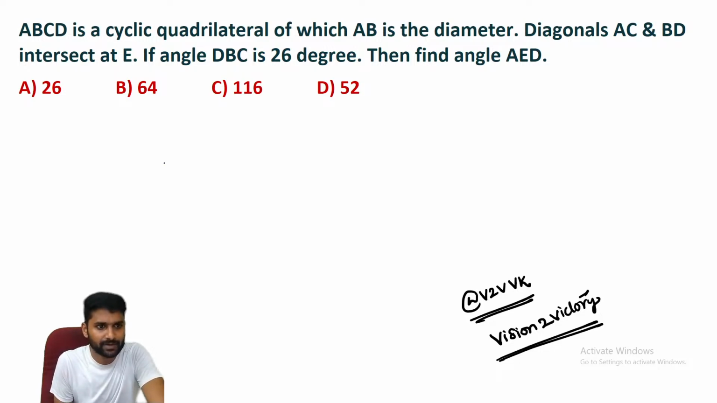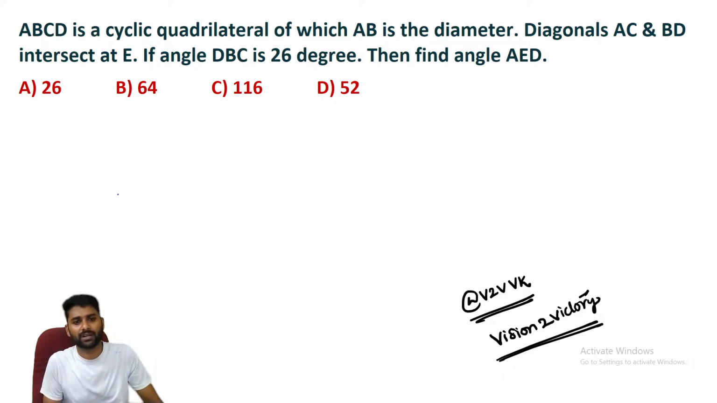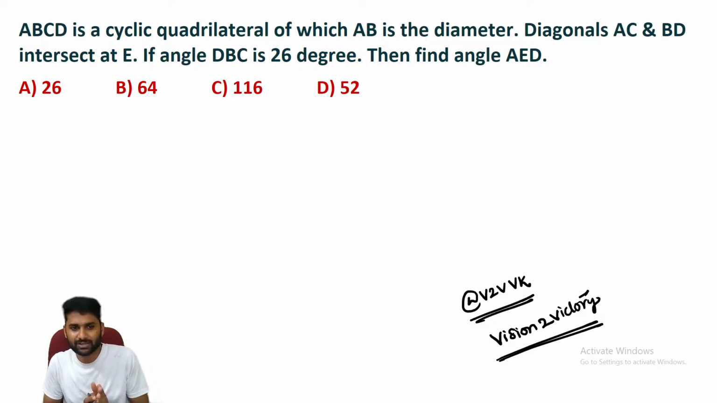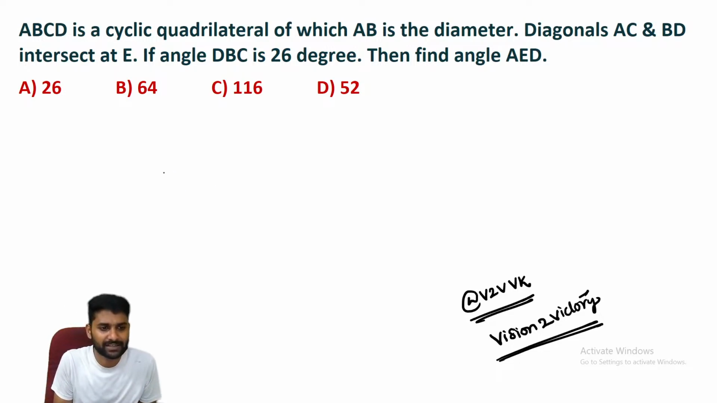Let's check with this question. ABCD is a cyclic quadrilateral of which AB is a diameter. Diagonals AC and BD intersect at E. If angle DBC is 26 degrees, then find the angle of A.